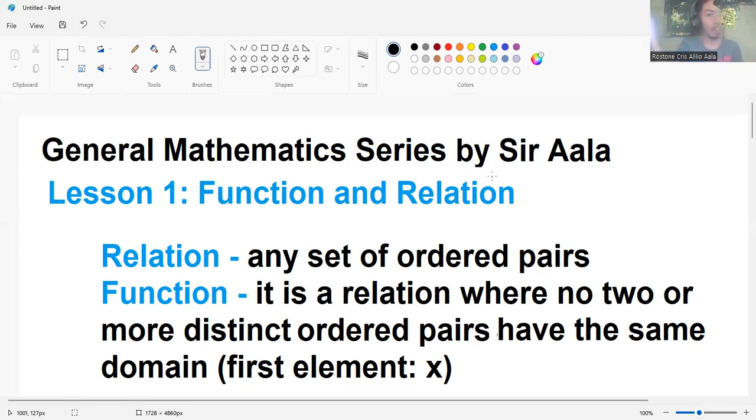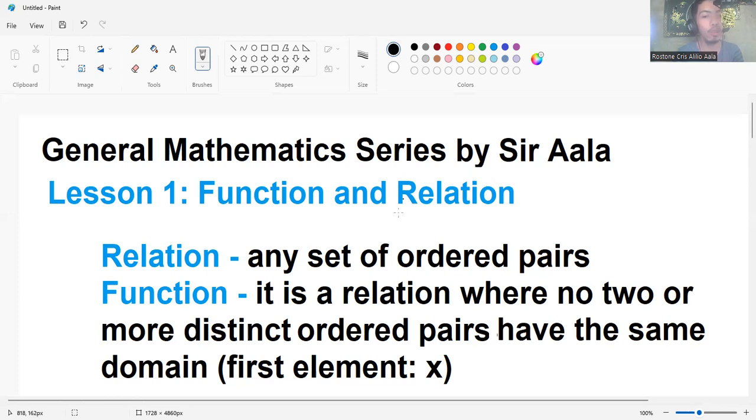So ano naman yung function? Ang function, meron siyang kumbagay distinction. So ano nga ba ang distinction ng function? Masasabi lang natin na function yung isang relation kapag sabi dito, no two or more distinct ordered pairs have the same domain or first element x. So ano nga ba yung tinatawag natin ng mga domain at saka yung second element natin?